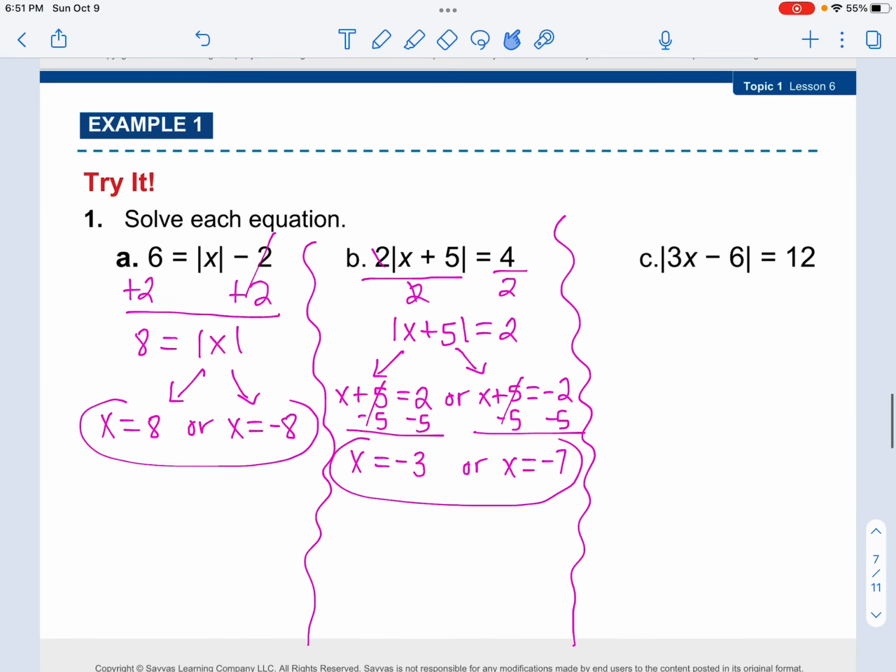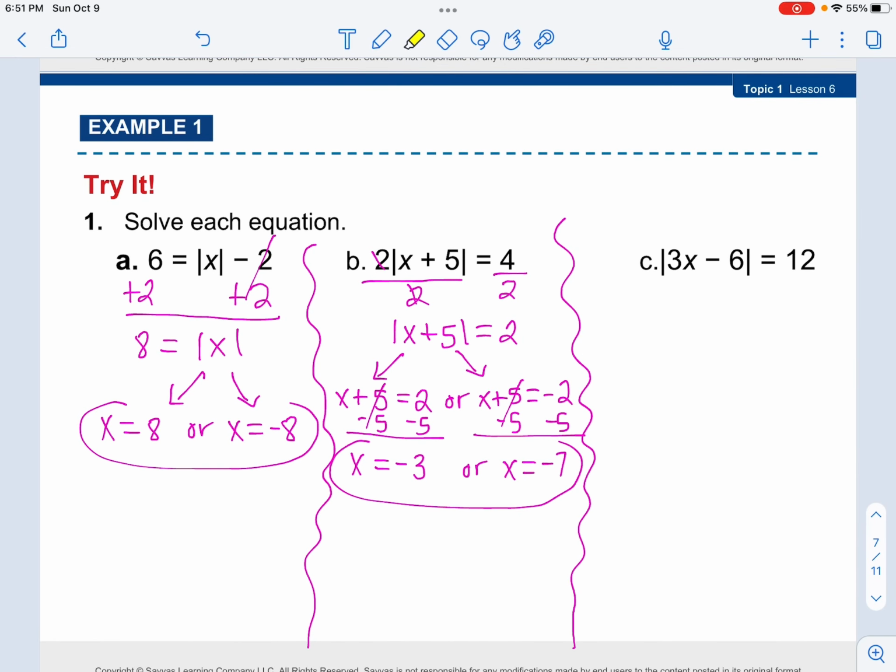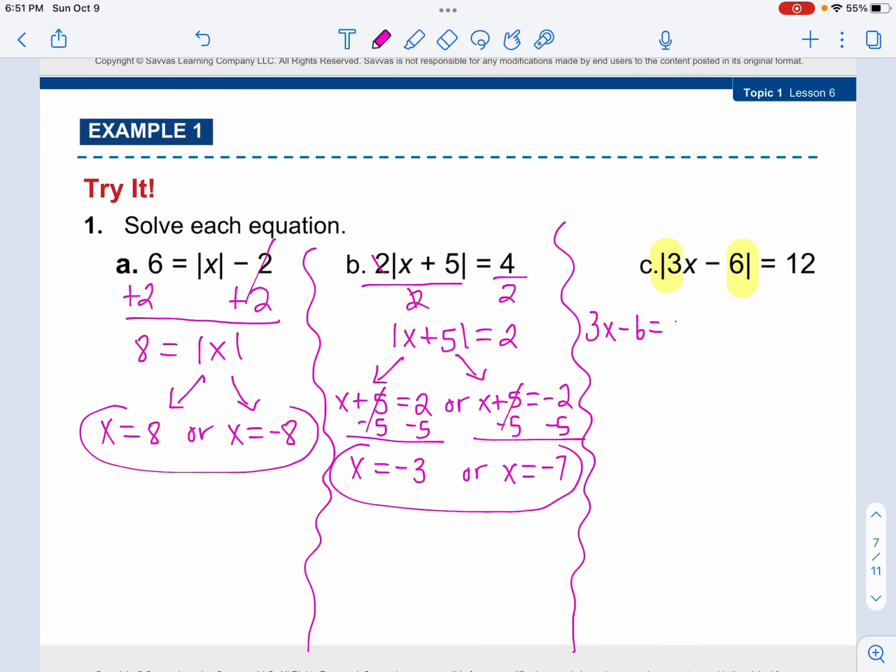Last but not least, we're going to do the same. Here, our absolute value is already isolated, so we can start this by setting up our two different solutions. 3x minus 6 is equal to positive 12, or 3x minus 6 is equal to negative 12.